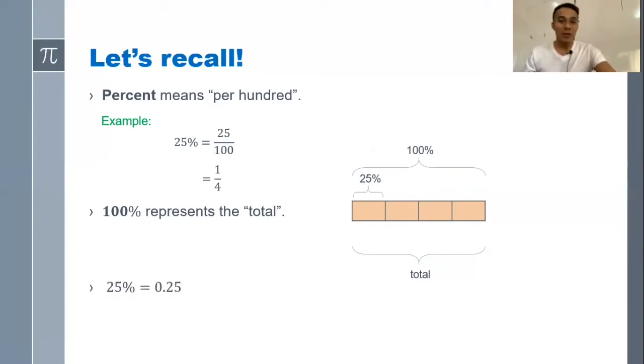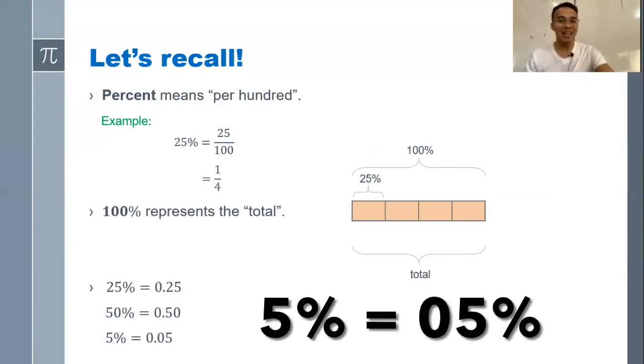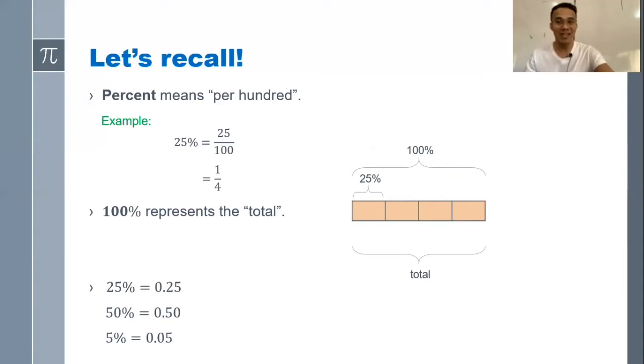Another one, recall that 25% when converted to decimal is 0.25. 50% when converted to decimal is 0.50. There should be 2 decimal places, okay? And 5% when converted to decimal is 0.05. Why is it 0.05? 5% is the same as 0.5%. Okay? These are the things that you need to remember before proceeding to our main topic in this video. I think you are all ready now.